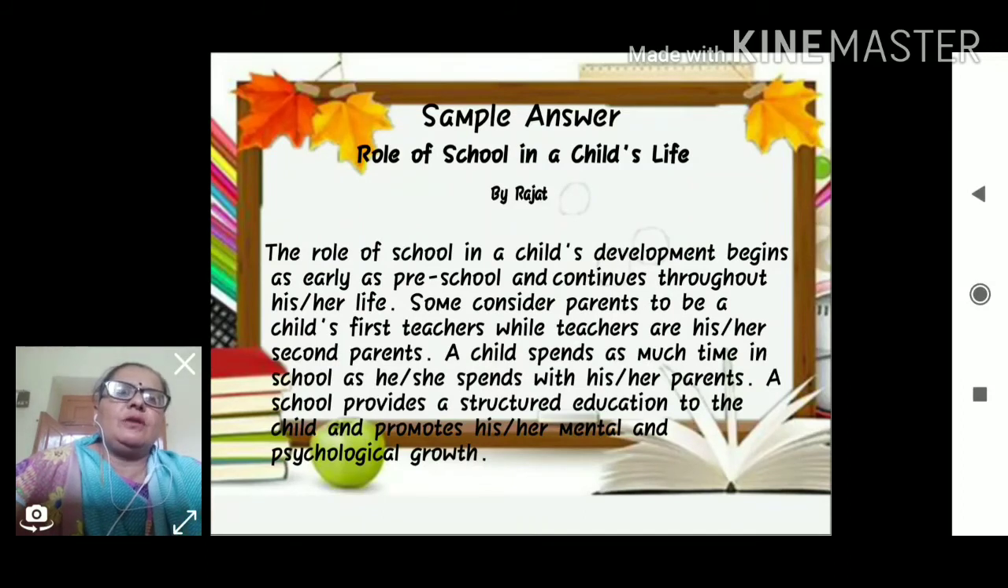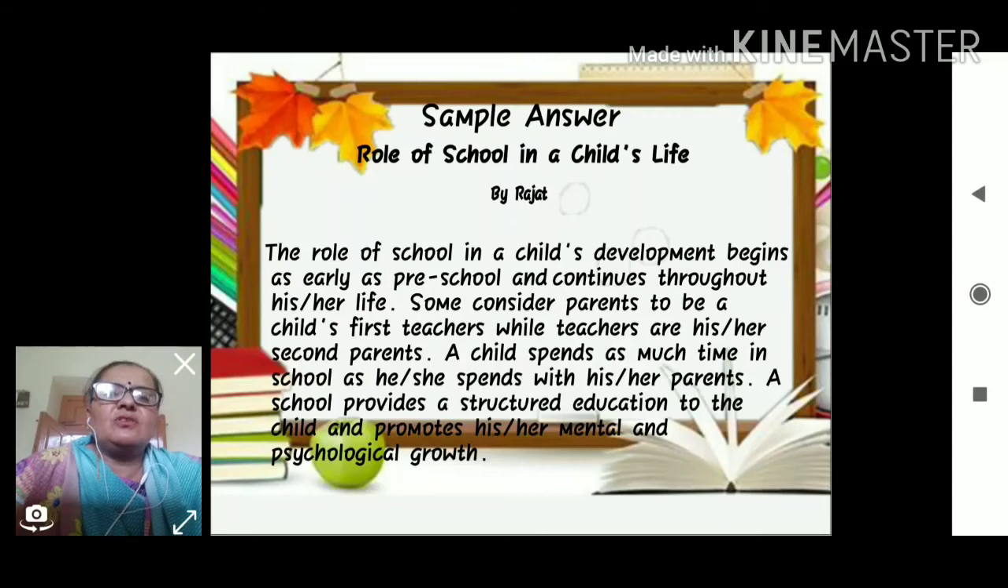Now you have to write the role of school in a child's life, that I have already written as the heading, then I put the byline by Rajat. Now I have started like this: the role of a school in a child's development begins as early as preschool, where I have said that a child's life starts from preschool and then it continues throughout life, because learning is such a process which can never end. Now many people say that a child's first teacher is his parents, while teachers are the second parents. But a child spends as much time in school as he or she spends with his parents. The child spends as much time in school as with his parents.